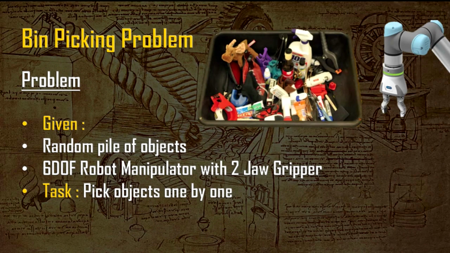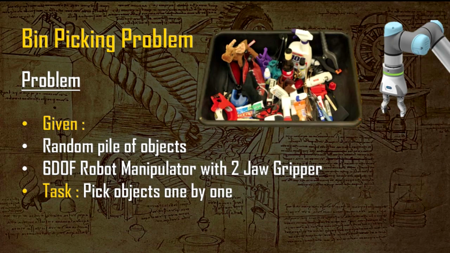So what is the bin picking problem? You can imagine that there's a random pile of objects in a bin, and a robot has to pick them. That is how we define the bin picking problem. The given things are a random pile of objects and a 6 degree of freedom robot manipulator arm with a two jaw gripper. Ideally, lots of different types of grippers or robot manipulator arms could be used, but for this particular case I'm taking a 6 degree of freedom robot arm with a two jaw gripper, as you can see in the image, and the task is to pick objects one by one.